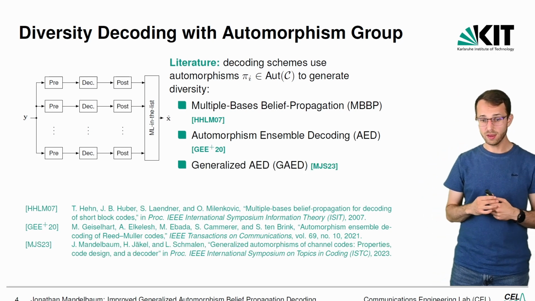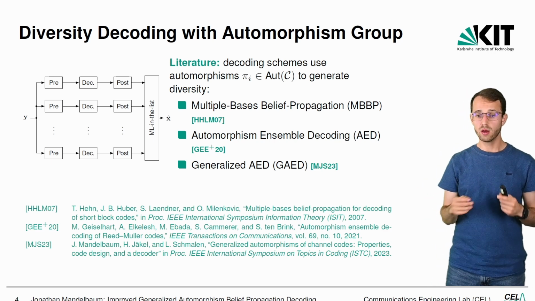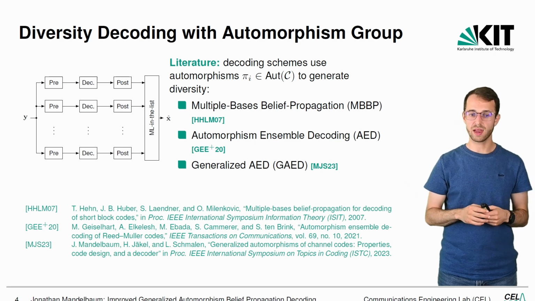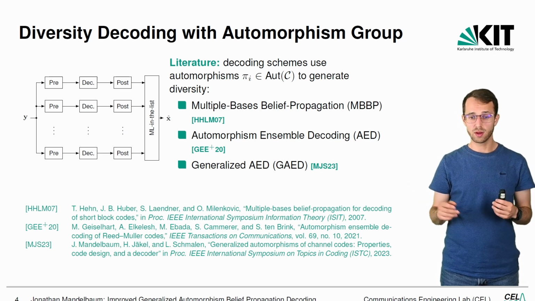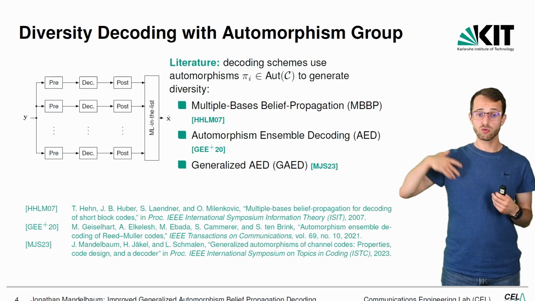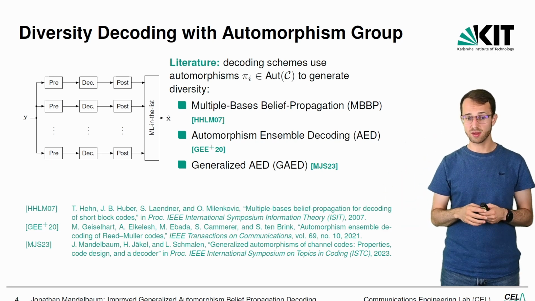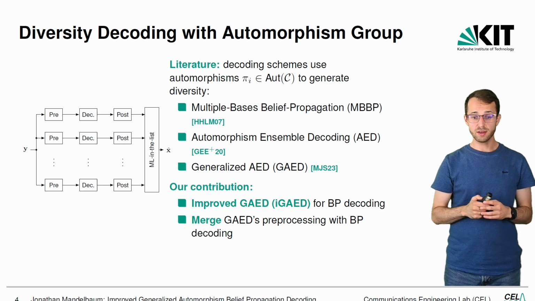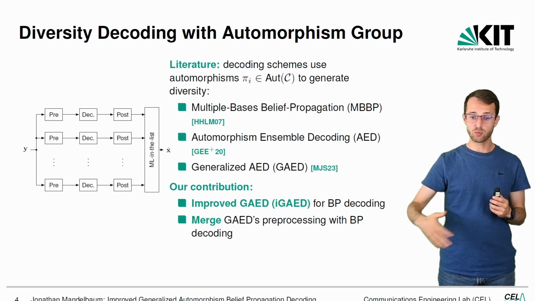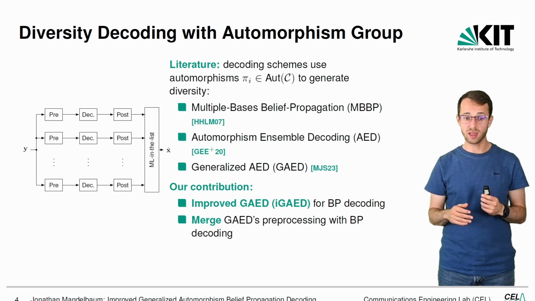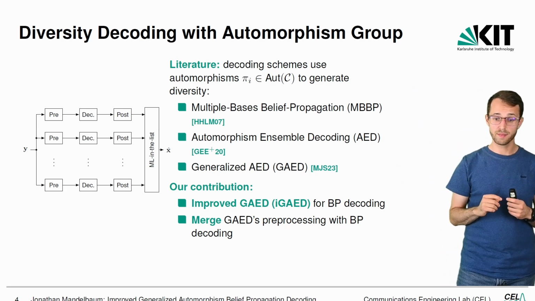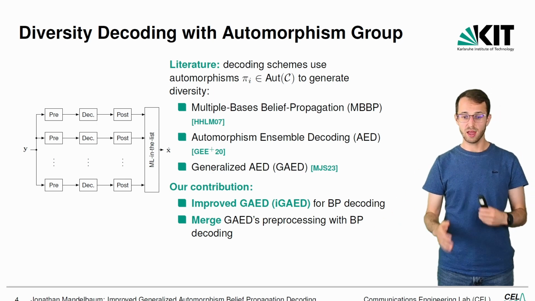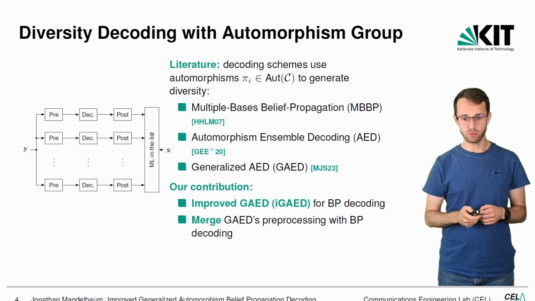In a previous work, we introduced generalized automorphism ensemble decoding, which not only uses permutation automorphisms, but a broader definition, which I will introduce later. However, in contrast to just permuting our received word y, we have to introduce a pre-processing and a post-processing that replaces the simple permutations we know from AED. In this work, our contribution is to improve generalized automorphism ensemble decoding if we employ BP decoding in each path by merging the pre-processing of GAED with the BP decoding. Therefore, we will later see that we can improve the decoding performance.